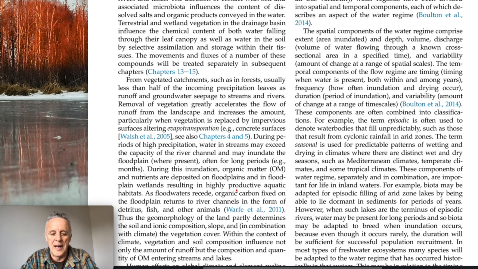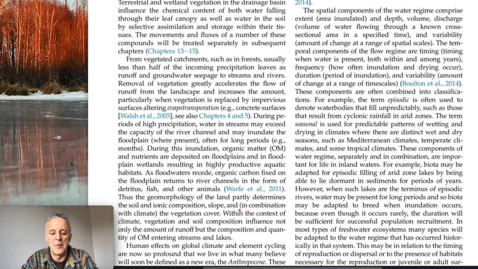During periods of high precipitation, water in streams may exceed the capacity of the river channel and may inundate the floodplain. During this inundation, organic matter (OM) and nutrients are deposited on floodplains and in floodplain wetlands, resulting in highly productive aquatic habitats. As floodwaters recede, organic carbon fixed on the floodplain returns to the river channel in the form of detritus, fish, and other animals.